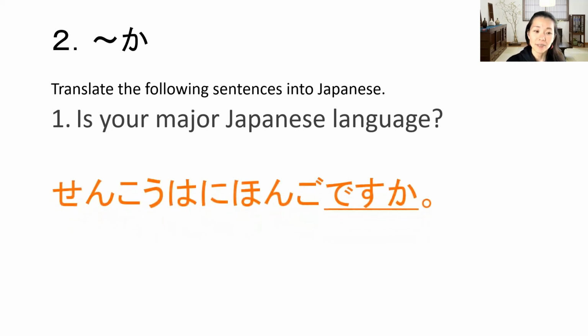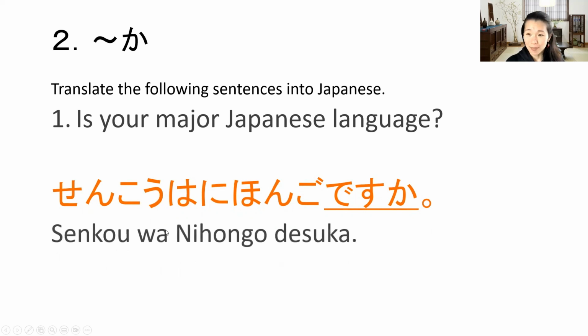So that means 専攻は日本語ですか? 専攻 means major. 日本語 is the Japanese language. Then ですか is a question. Let's practice. Repeat after me. 専攻は日本語ですか? One more time. 専攻は日本語ですか?